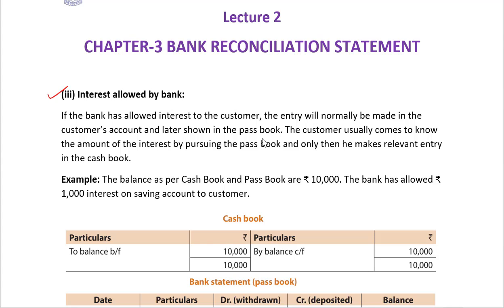Interest allowed by bank. My dear students, what happens? The bank credits interest in your bank account directly, and whenever we take the bank statement or get the passbook printed, at that point of time, we get informed that in our account we have received the interest. That means the bank has credited the interest in our bank account.